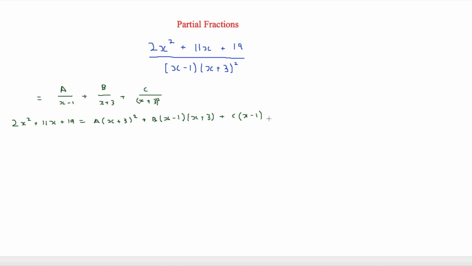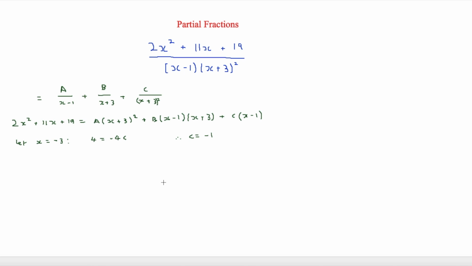So we'll start off by cancelling the A, so therefore we're going to let x equal minus 3. Now if you put minus 3 into 2x squared plus 11x plus 19, that means that we're going to get 4. And then that is going to be equal to, so the A is going to cancel, the B is also going to cancel because you have minus 3 plus 3, which is going to be 0, so it's 0 times something, and then C is going to be minus 4C. So therefore C is equal to minus 1.